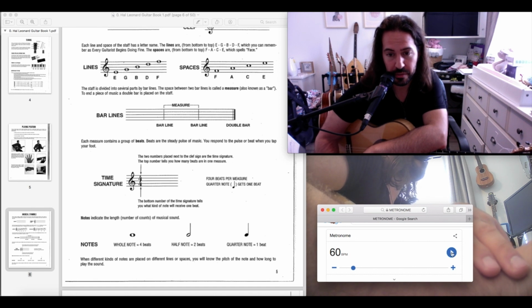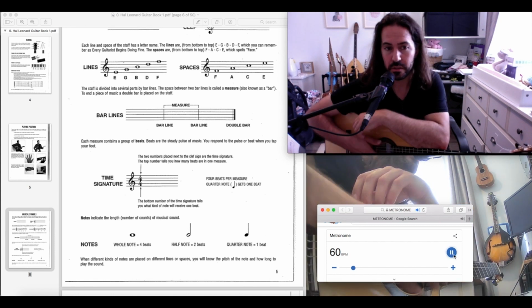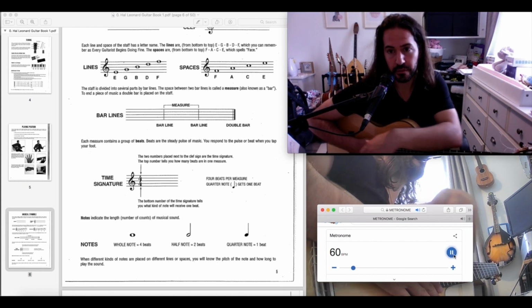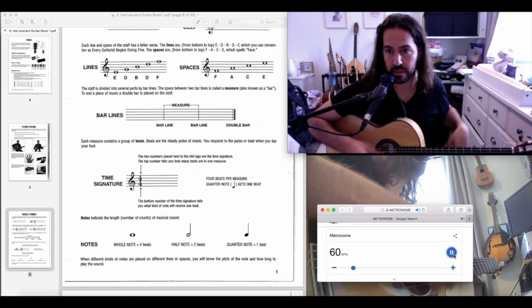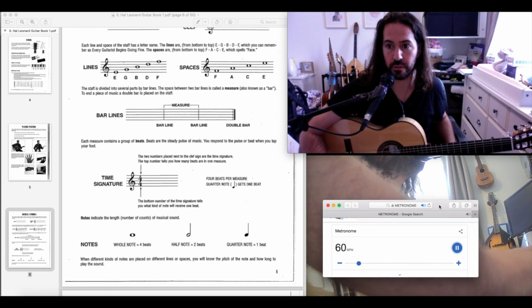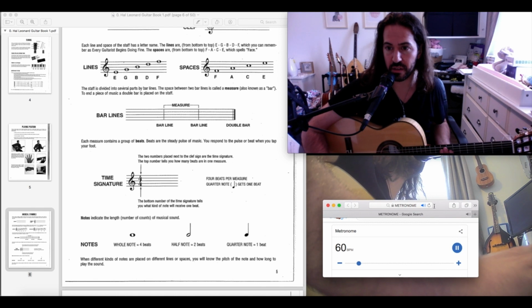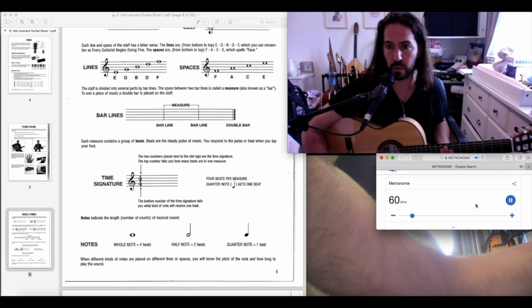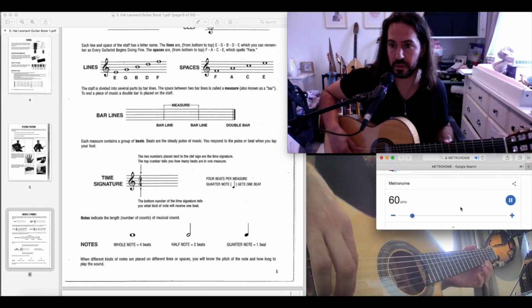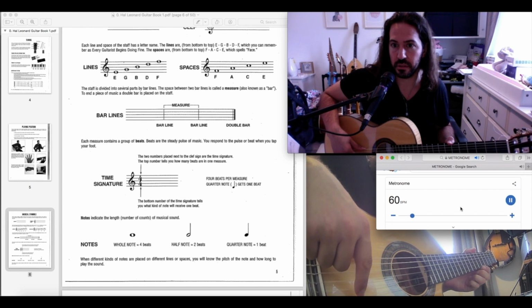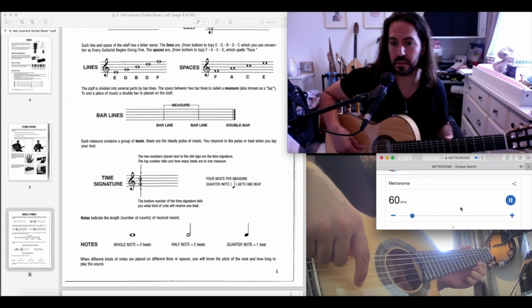So, for example, if I was to define our time signature as 4/4, 1, 2, 3, 4. Here's a whole note. 1, 2, 3, 4. Notice that I let the sound ring for 4 counts. Again, 1, 2. Here it is.